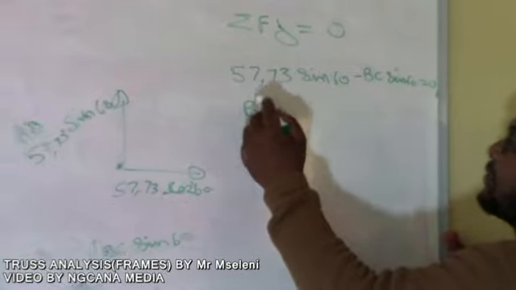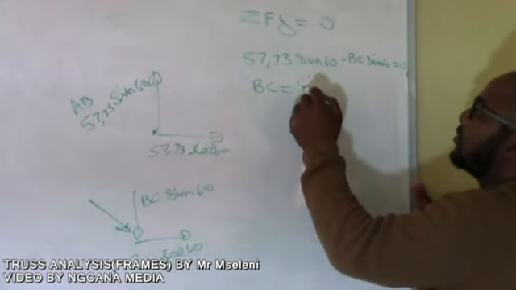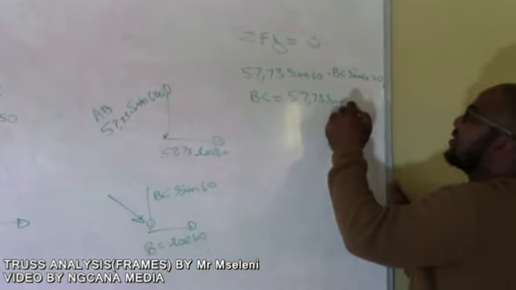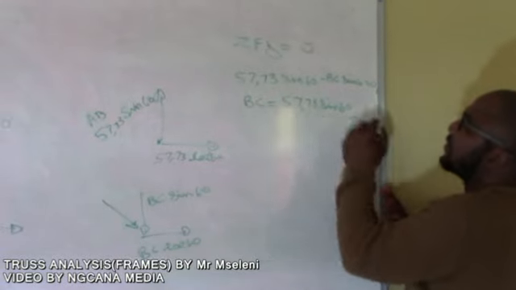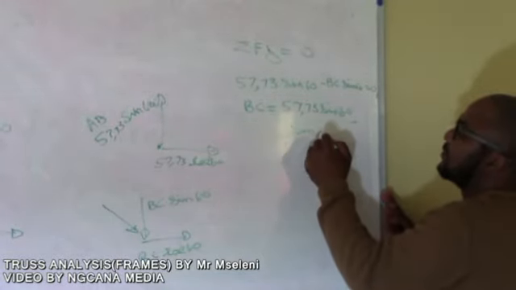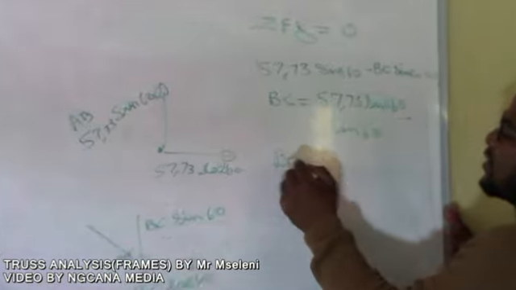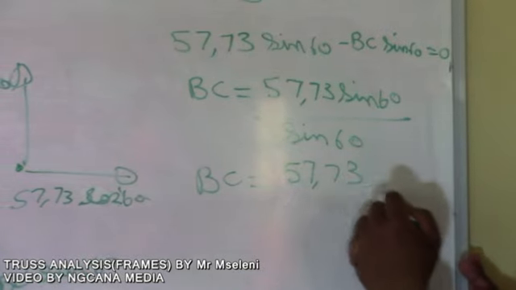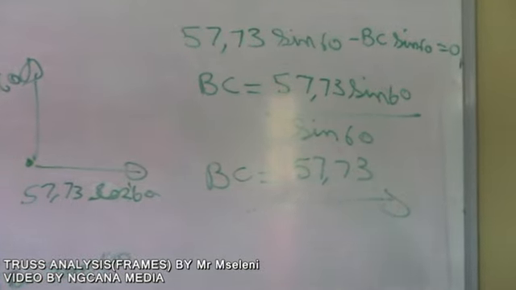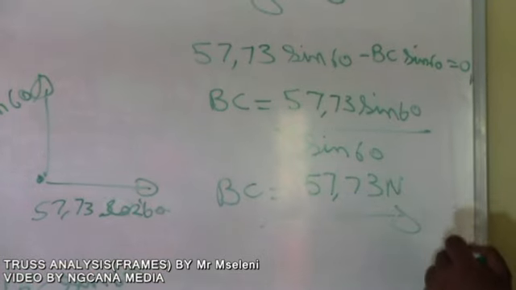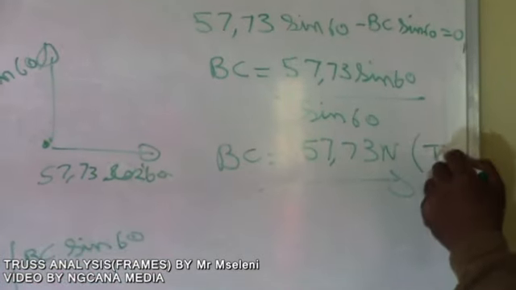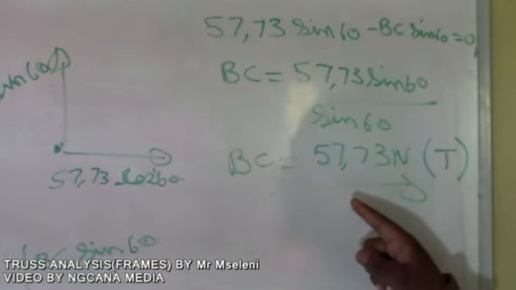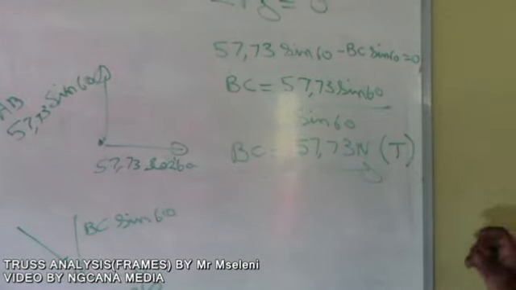Therefore, our BC is going to equal 57.73 sine 60 divided by sine 60. It simply means that our BC equals 57.73. If our BC is 57.73 newtons and it's positive, it means that the assumed direction of tension is correct.